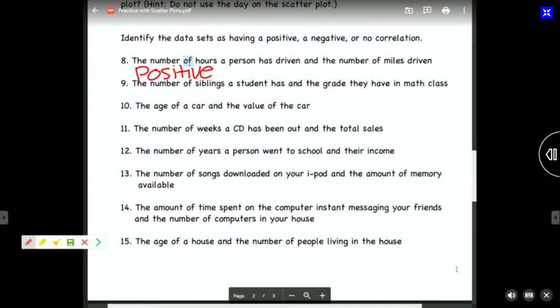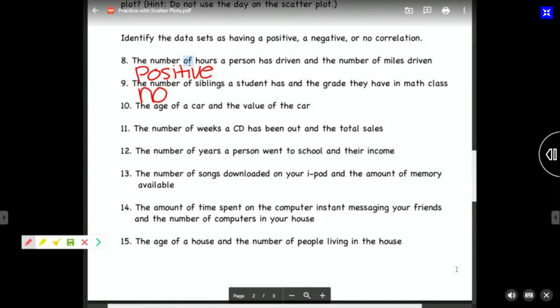Now, is the fact that they're both increasing what gives us a positive? They're both doing what? What if they were both decreasing? Would it still be a positive? Yes, it's same direction that makes a positive. All right, what about number 9? The number of siblings a student has in their grade and math class. No correlation. No correlation, good. We don't have any.